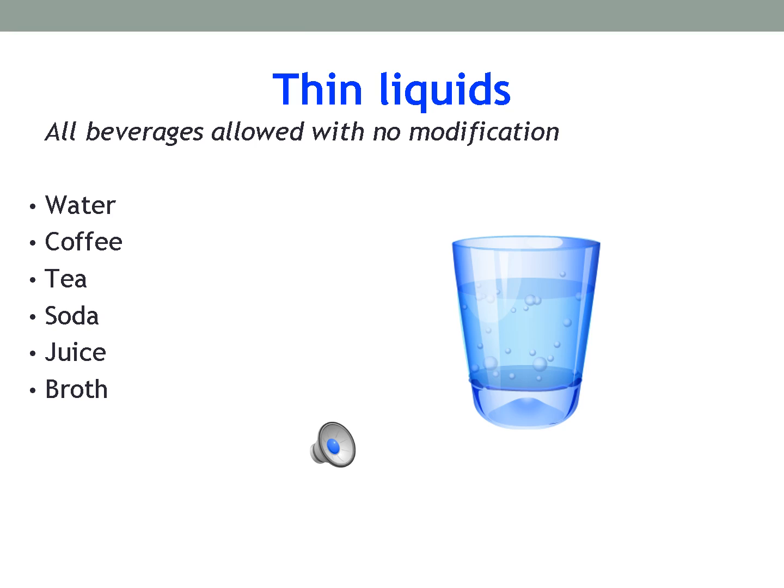When an SLP puts a recommendation in place for thin liquids, that's also referred to as regular liquids. That means all beverages are allowed with no modification. They can have water, coffee, tea, any type of soda or Coke, juice, broth. Those are all thin liquids, and they can have those if they are cleared for thin liquids.